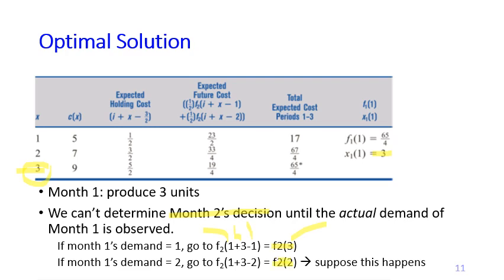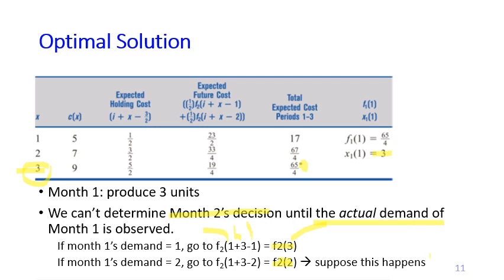See, it is different from deterministic dynamic programming, where once we have solved stage 1, we can just trace this asterisk symbol, and then we know what we need to do in the second month and in the third month. In this case, we just cannot do that, because we cannot make the optimal decision until the actual demand of the current month is observed.